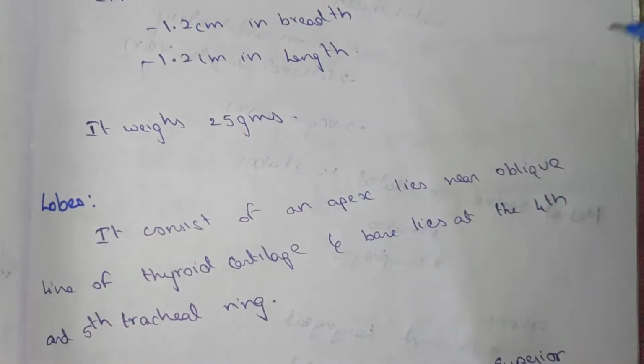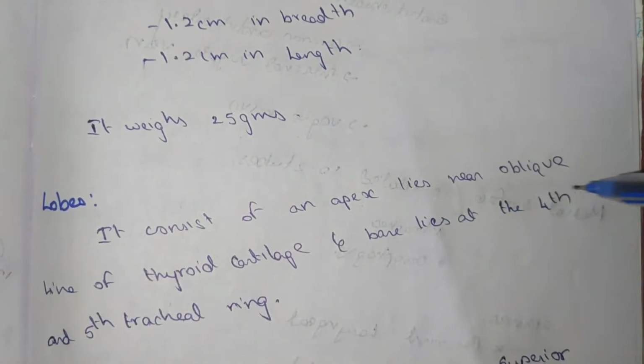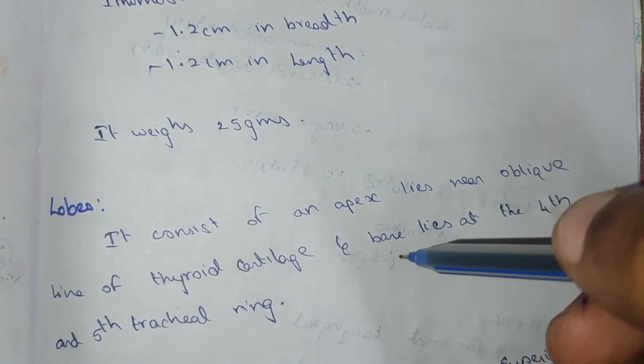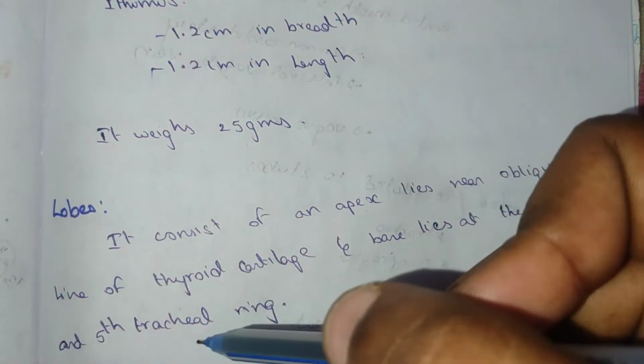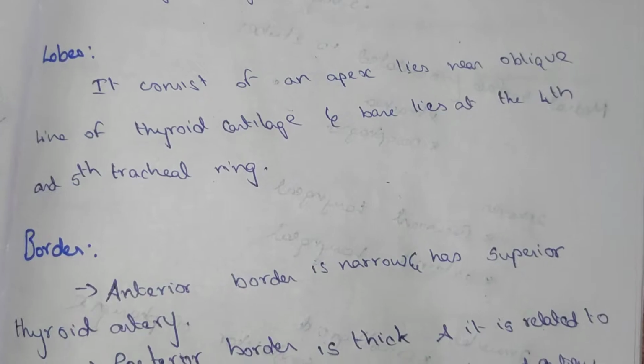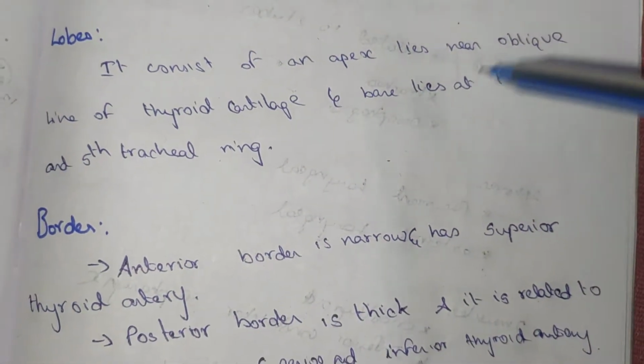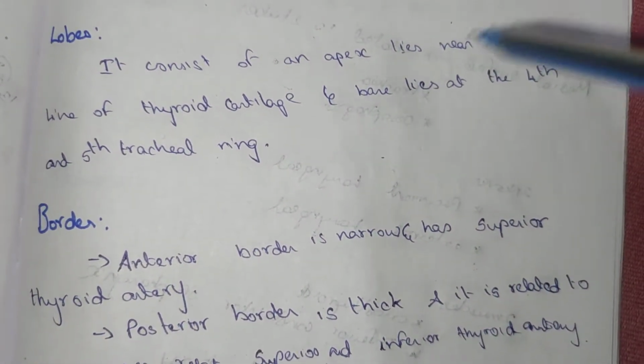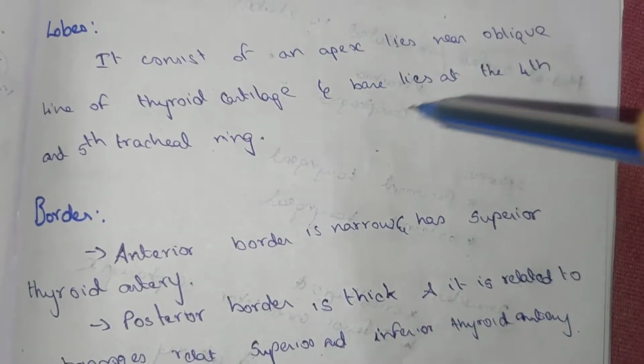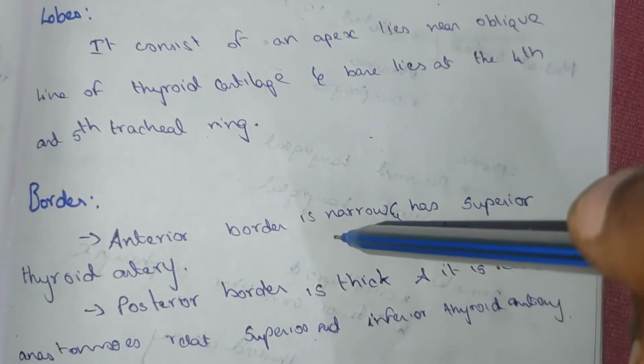The lobes consist of an apex, which lies near the oblique line of the thyroid cartilage, and the base, which lies at the 4th and 5th tracheal ring. Now we will see the border.